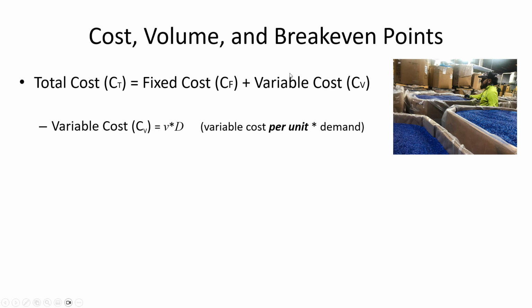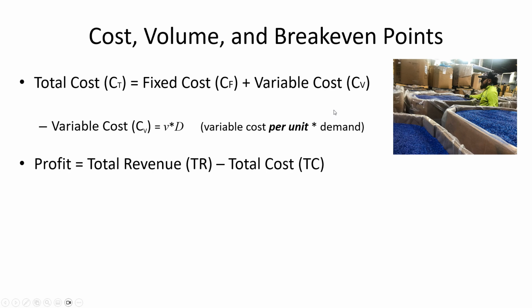We can further break down the variable cost, C sub V, into the variable cost per unit multiplied by the demand. So if we wanted to know the overall variable cost of plastic for the whole month to make a cell phone case, then we'd multiply the number of units that were produced by the amount of cost that there is in a single unit for that raw material. So variable cost per unit is separate from the overall variable cost for a certain level of productivity.